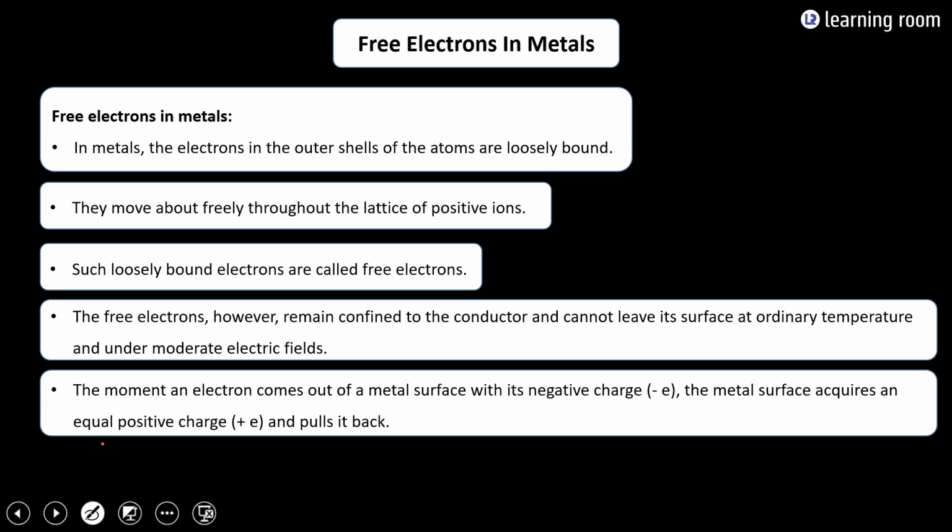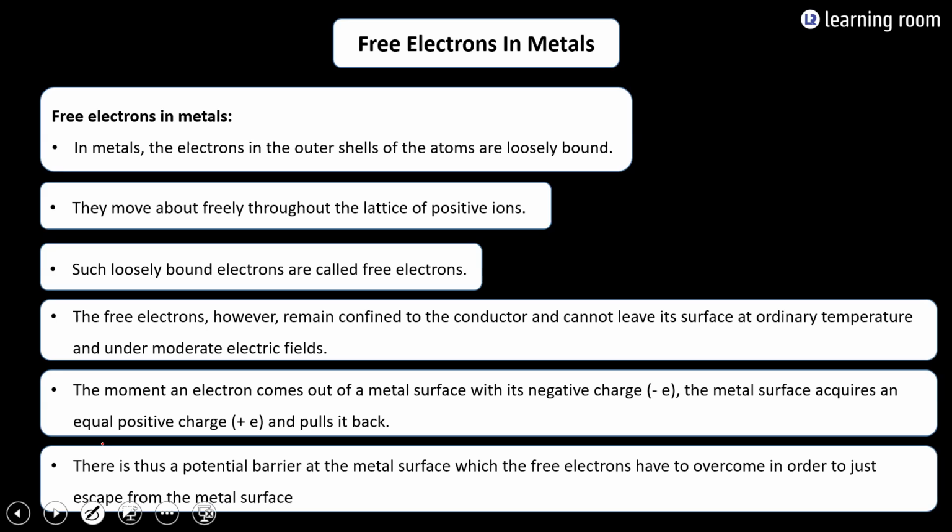The moment an electron comes out of a metal surface with its negative charge, the metal surface acquires an equal positive charge. But what will it try to do? It will try to pull it back. So you need to give it a sufficient amount of energy so that the electron which has escaped the metal surface is not going to go and sit on the valence shell again. That energy is called the minimum energy, the minimum energy required to take an electron out from the metal surface and pull it out of the electrostatic attraction from the nucleus. Are you able to visualize what it is?